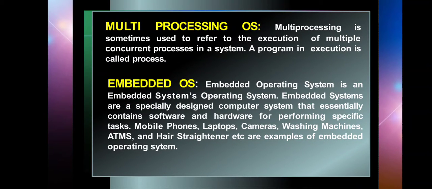Multiprocessing is used to refer to the execution of multiple concurrent processes in a system. A program in execution is called a process. Whatever program is in execution, it is called a process.